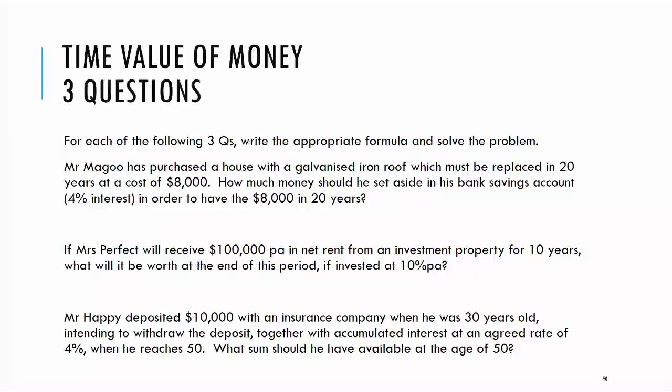For each of the following three questions, write the appropriate formula and solve the problem. Just to refresh, otherwise you will be sleeping. Mr. Magu has purchased a house with a galvanized iron roof, which must be replaced in 20 years at a cost of $8,000. How much money should he set aside in his bank savings account with a rate of 4% in order to have $8,000 in 20 years?